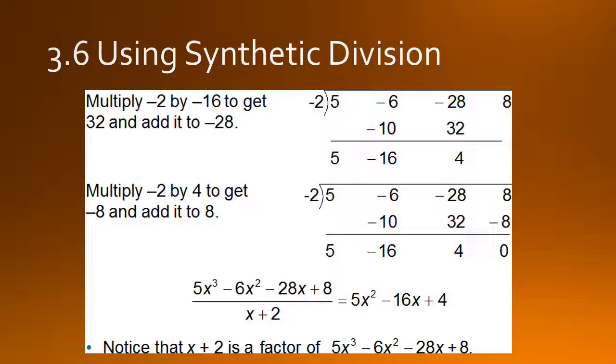When we have no remainder, it means that what we divided into the polynomial was a factor. A factor is a number or an algebraic expression that divides evenly into another number or algebraic expression.